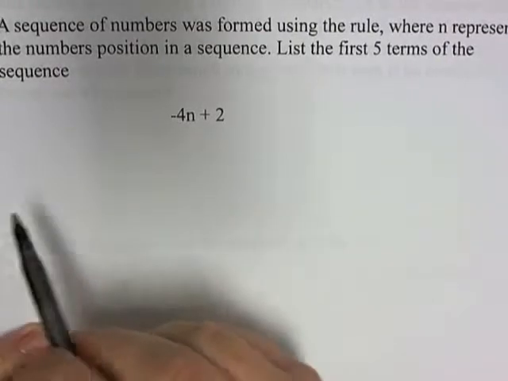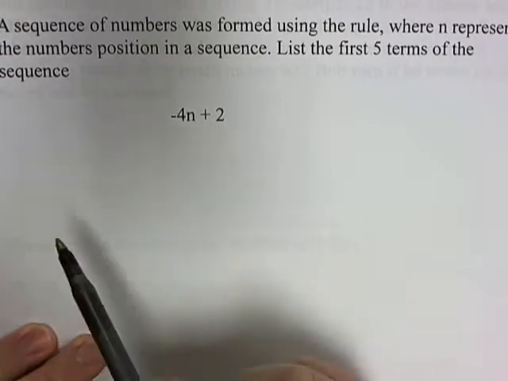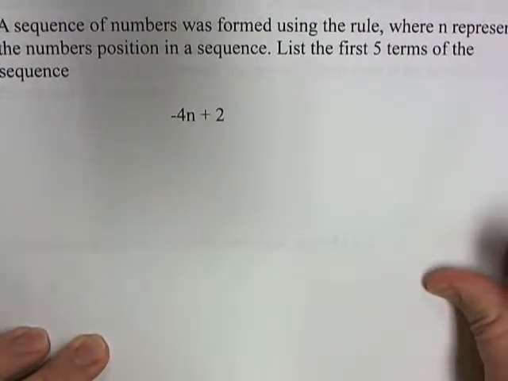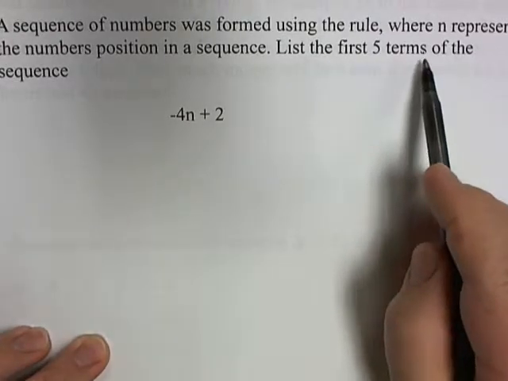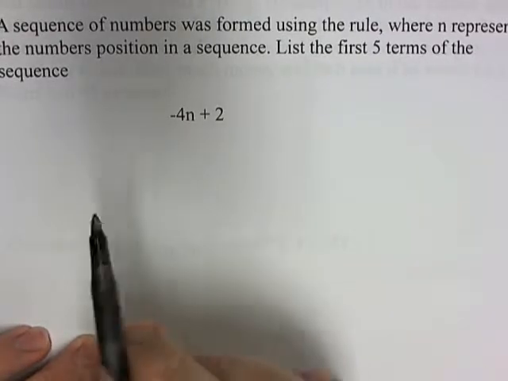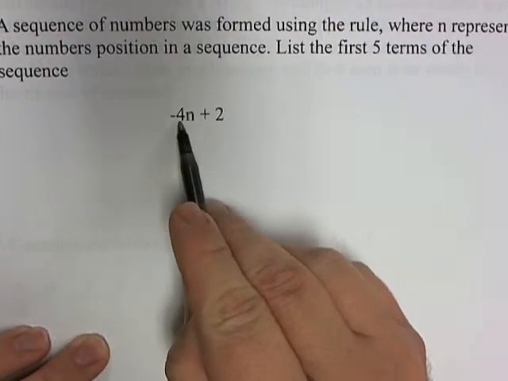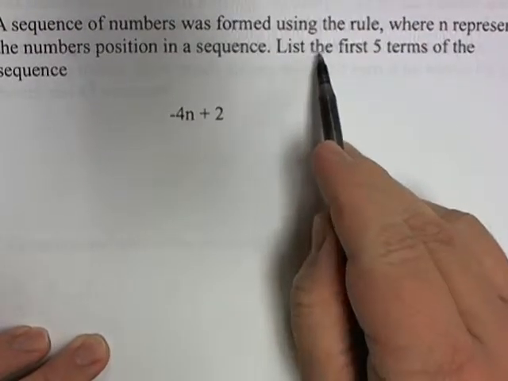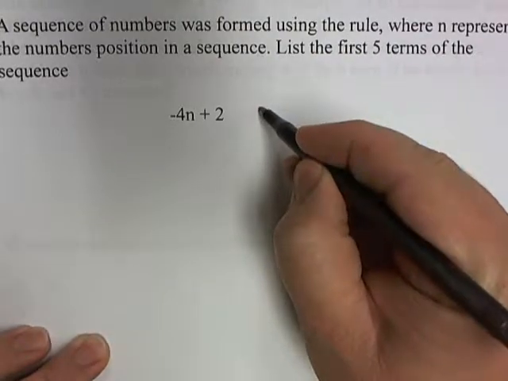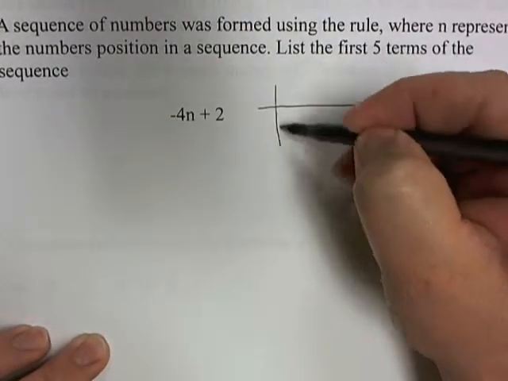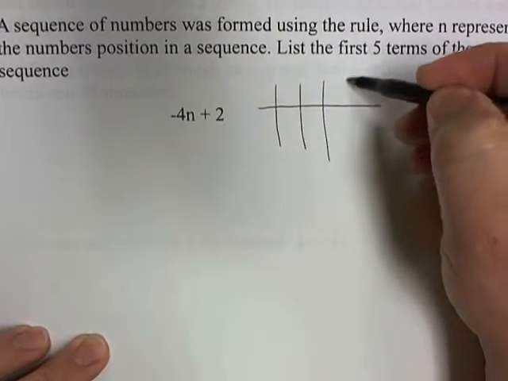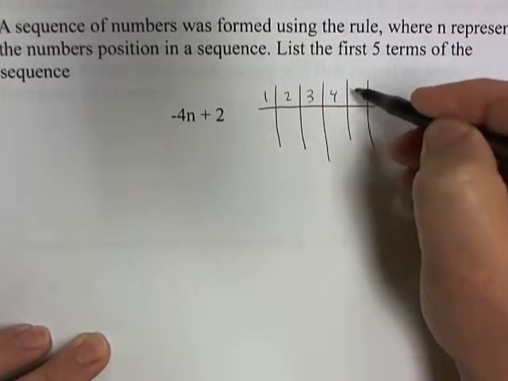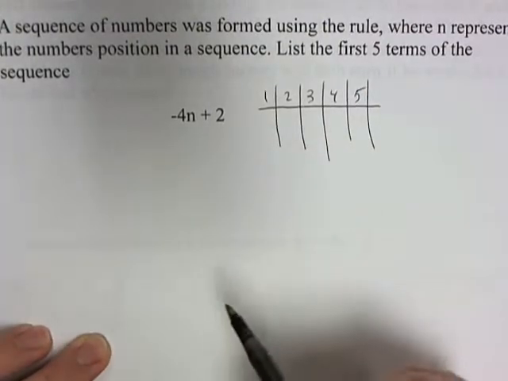Quiz review, problem 1. A sequence of numbers was formed using the rule where n represents a number's position in a sequence. List the first 5 terms of the sequence. The rule is -4 times n plus 2. We want to list the first 5 terms. So create a table and let's number the first 5 positions in the table. 1, 2, 3, 4, 5.